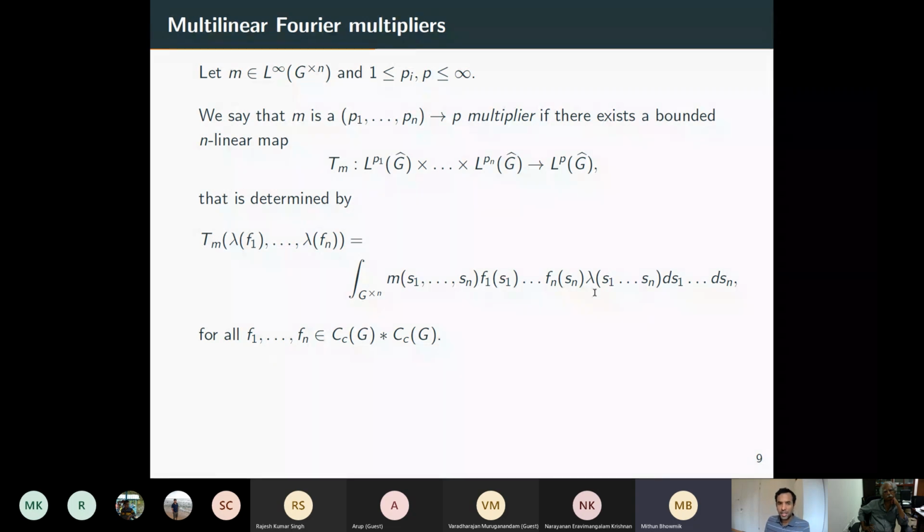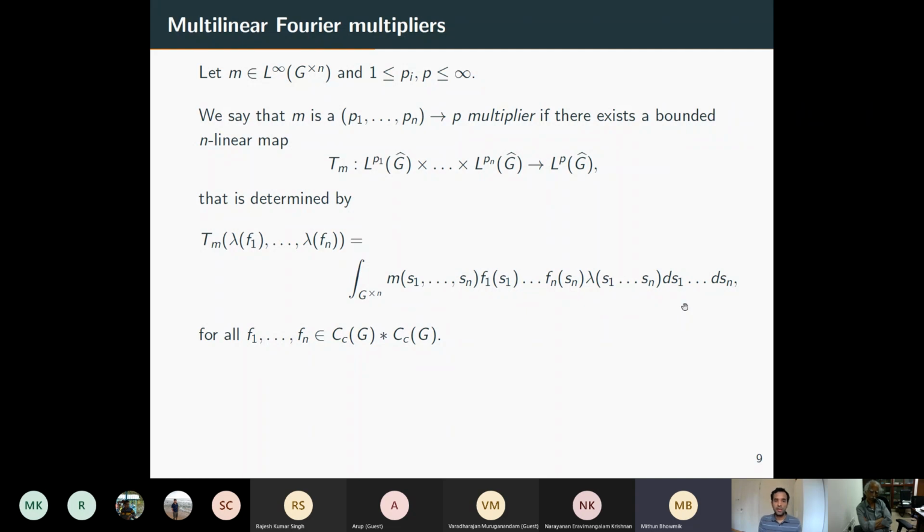You can define a multilinear Fourier multiplier. The natural extension is just to say that it's the integral of m, where m is now, instead of a function of one variable, a function of n variables on the group. And then you integrate all of these functions f_i, and you integrate lambda of the product of these variables s1 to sn, right? And this is what you call the multilinear Fourier multiplier associated with this symbol.